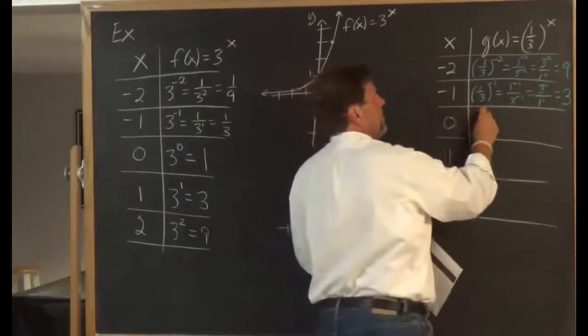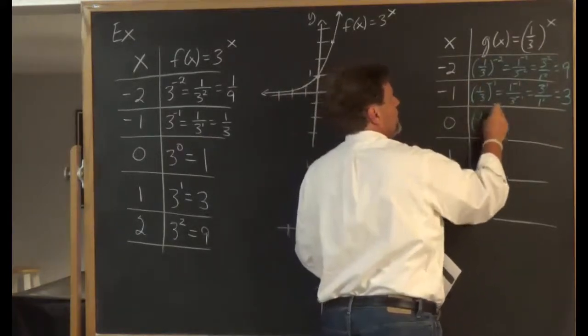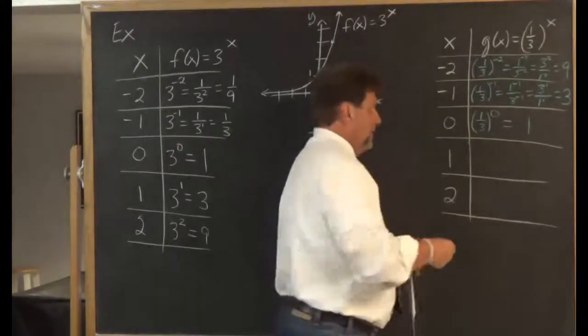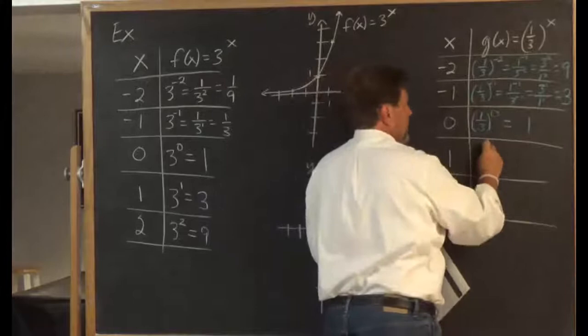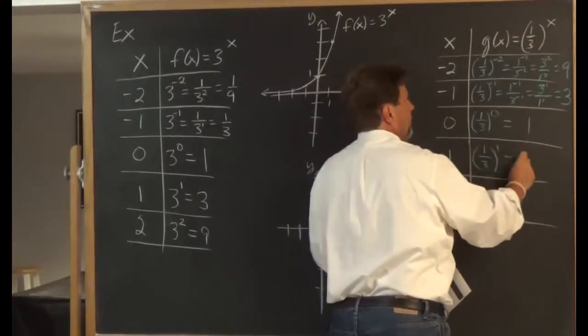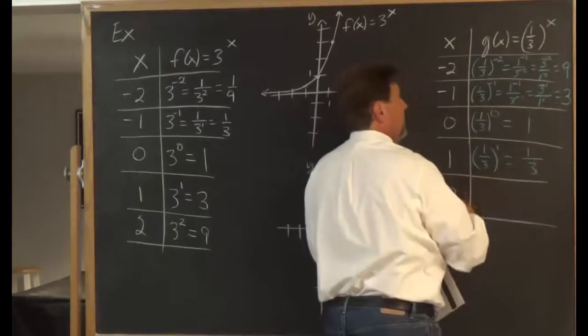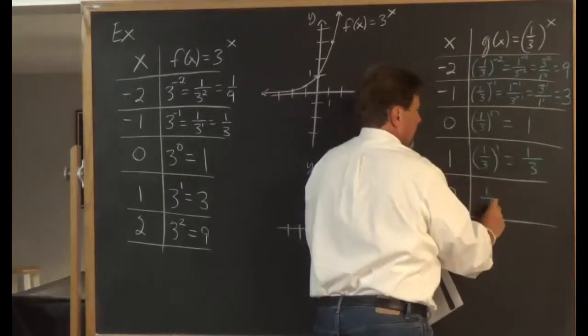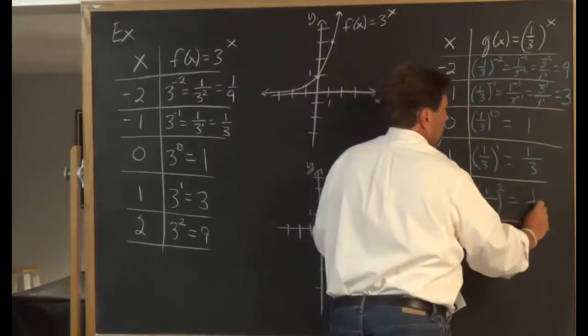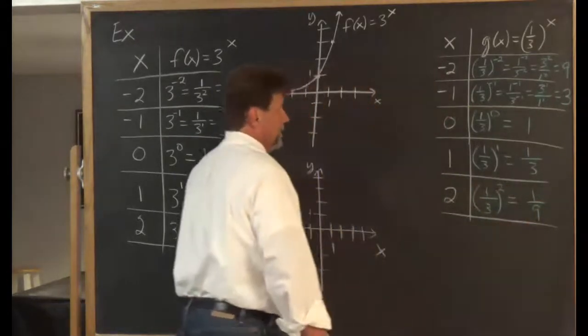Then when 0 goes in, well, we have 1/3 to the 0. And we know anything to the 0 power is 1. When 1 goes in for x, we get 1/3 to the 1st power, which is 1/3. And then when 2 goes in for x, we get 1/3 squared, which is 1/9.